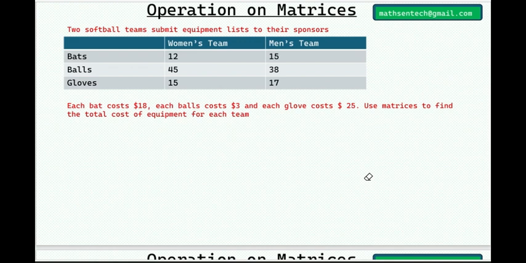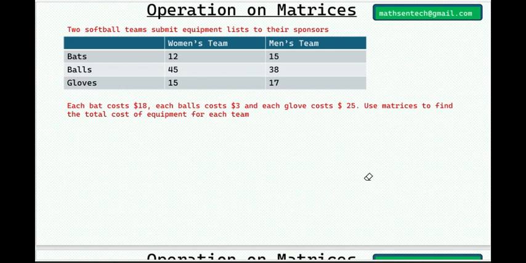So you have the women's team and you have the men's team, you have the bats, the balls, the gloves, and so on. Then you're told each bat costs $18, each ball costs $3, and each glove costs $25. Use matrices to find the total cost of equipment for each team. That means you should use matrices to get the cost of the women's team and the cost of the men's team. So what should you do?